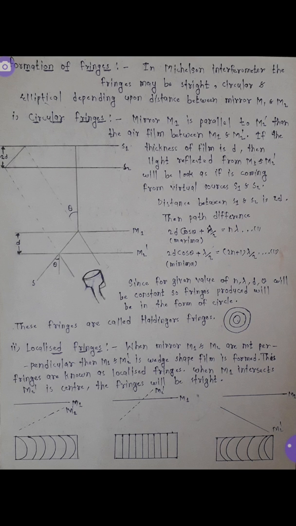Next fringe is localized fringes. When the mirrors M1 and M2 are not perpendicular to each other, then between M1 and M2 dash a wedge shape film is formed. These fringes are known as localized fringes. When M1 intersects M2 dash at the center, the fringe will be straight.